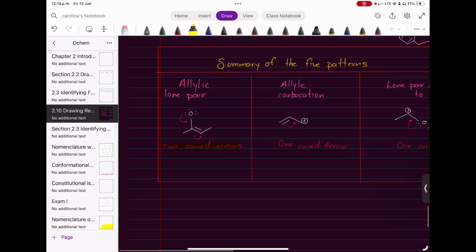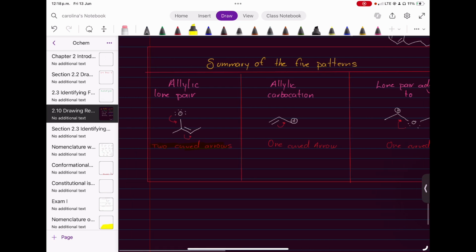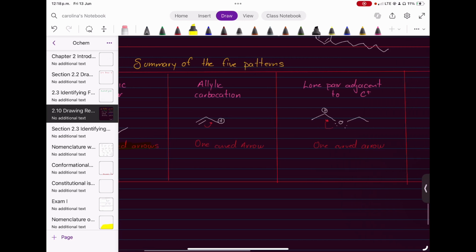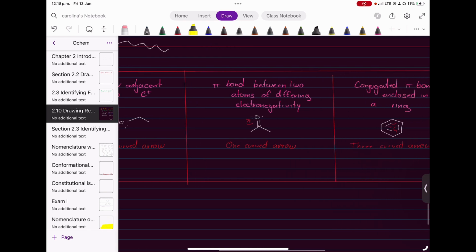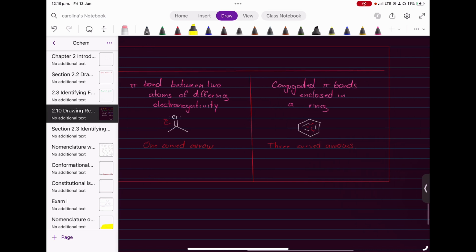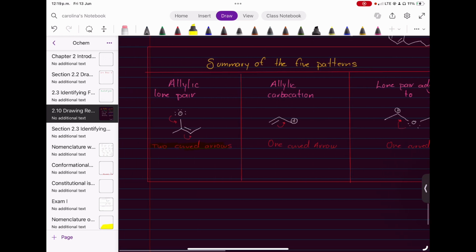I have this summary of all the patterns: allylic lone pair, allylic carbocation, lone pair adjacent to a C plus, pi bond between two atoms of differing electronegativity, conjugated pi bonds enclosed in a ring. And I have written also how many arrows it takes for each one of the patterns. 2 arrows, 1 arrow, 1, and the last one I think is 3.